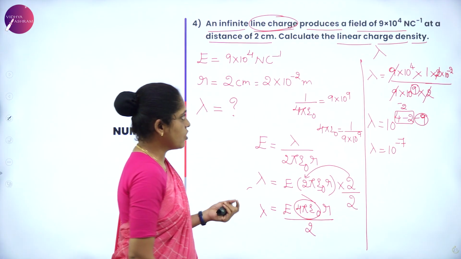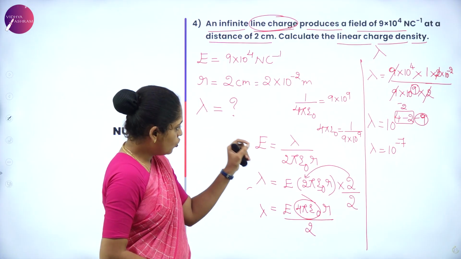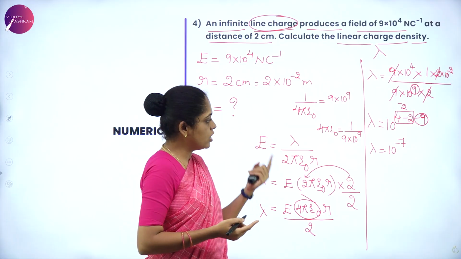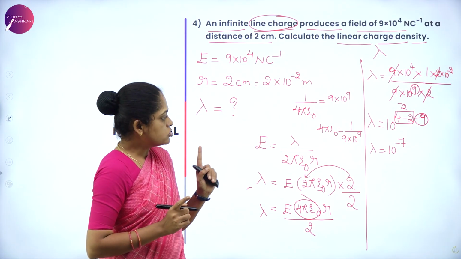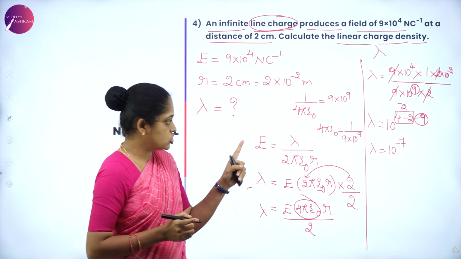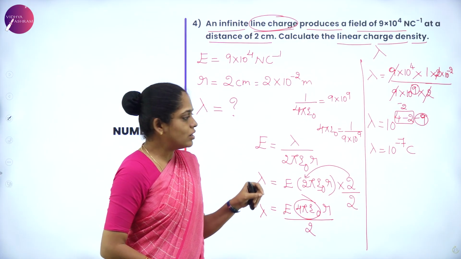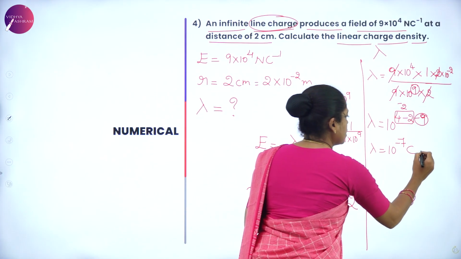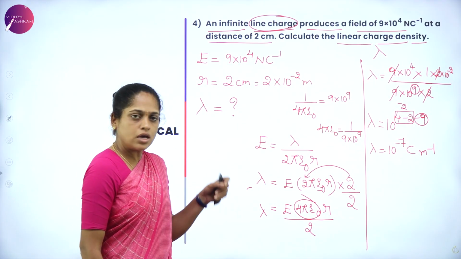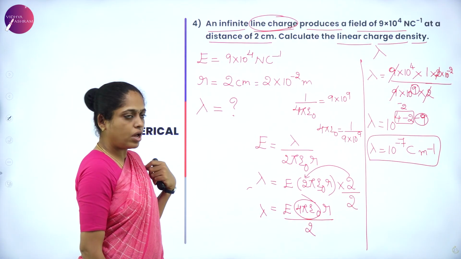Minus 7. And what is the unit of linear charge density? To know the unit of linear charge density, or if you are finding it difficult, remember the definition. According to definition, linear charge density is charge per unit length. Charge unit is coulomb. Length unit is meter. So what is the unit of linear charge density? Coulomb per meter is the unit of linear charge density. So this is the answer for this question number 4.